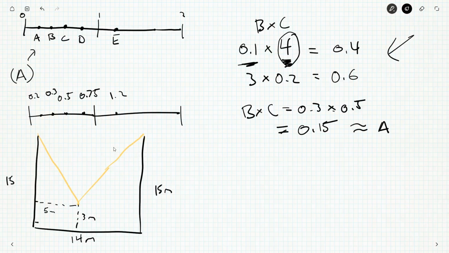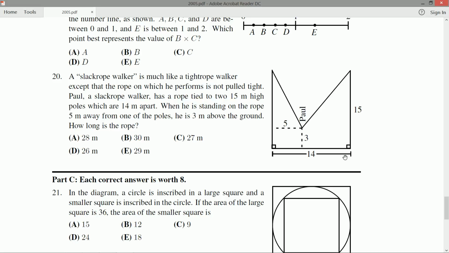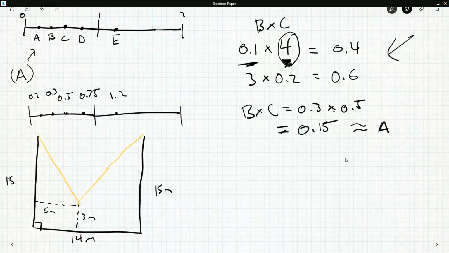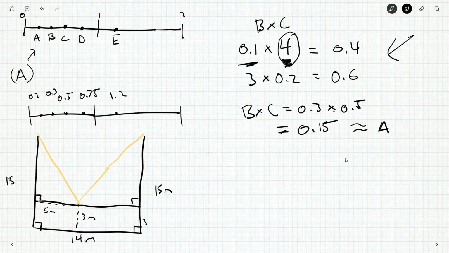The right angle in the bottom corner of our diagram gives us the tiniest bit of a hint. If we're 3 meters above the ground, how about we draw a line that's parallel to the ground? It's 3 meters above, so if we've got 3 meters down here, we're going to have 12 meters up here. So 12 meters, and then we've got some right-angled triangles. We've got 5, and if that's 5, what's left over? 14 minus 5, we've got 9.